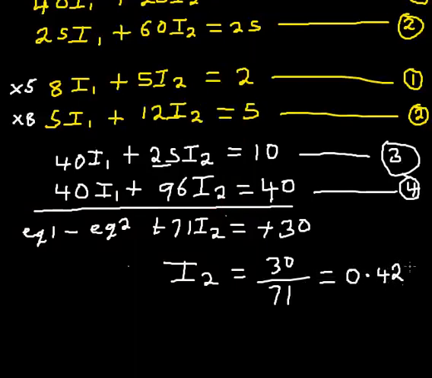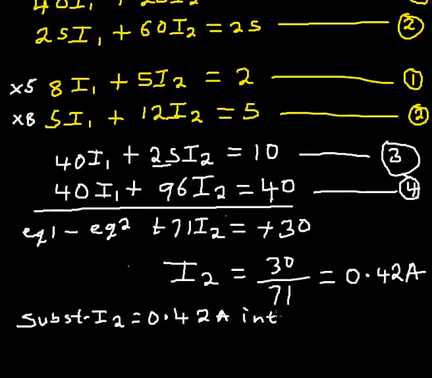Because we are asked to find the current passing through the 15 ohm resistor, which is i2. For you to get your i1, it's going to be very easy. All I need to do is substitute i2 being equal to 0.42 ampere into any of the equations. I'll put it into equation 3. Please pardon me, what I subtracted was equation 3 minus equation 4. So correct that, that wasn't 1. That's what I subtracted here.